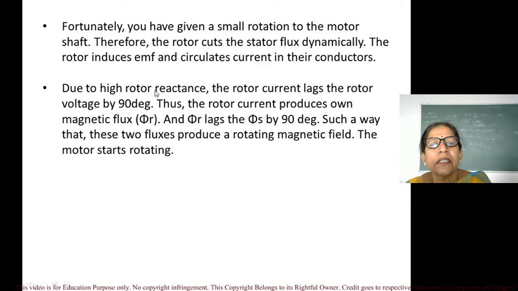That means it is a reactive component, and therefore the rotor current lags the voltage by 90 degree. So, in this case the current which is circulated inside the rotor will be lagging behind the voltage by 90 degree. And now we will see that the rotor current produces its own magnetic flux phi r, and this phi r lags the phi s by 90 degree. So, previously our problem was that there was no phase angle difference between the stator and the rotor flux. So, motor was not producing any torque.